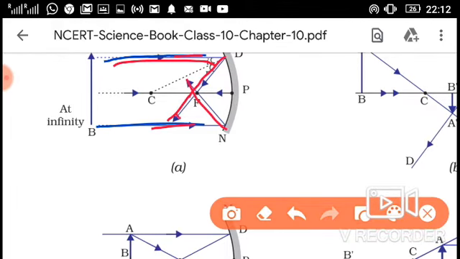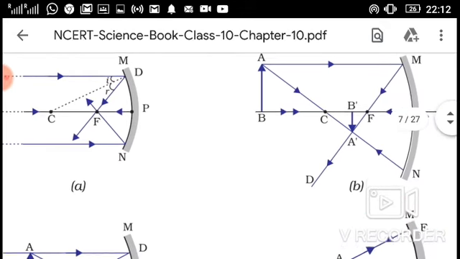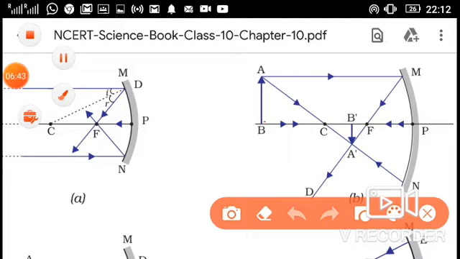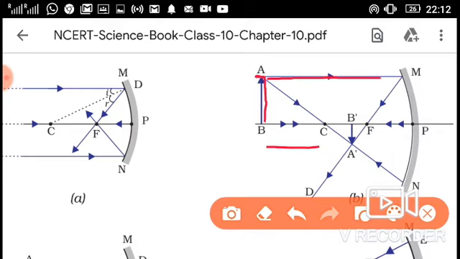So the position of the image at principal focus, nature real and inverted, point size highly diminished image. Okay, now for the second case, you see here the object is placed beyond C. Now the first ray, that is parallel, after reflection we know it passes through the principal focus. Okay, this is the rule.